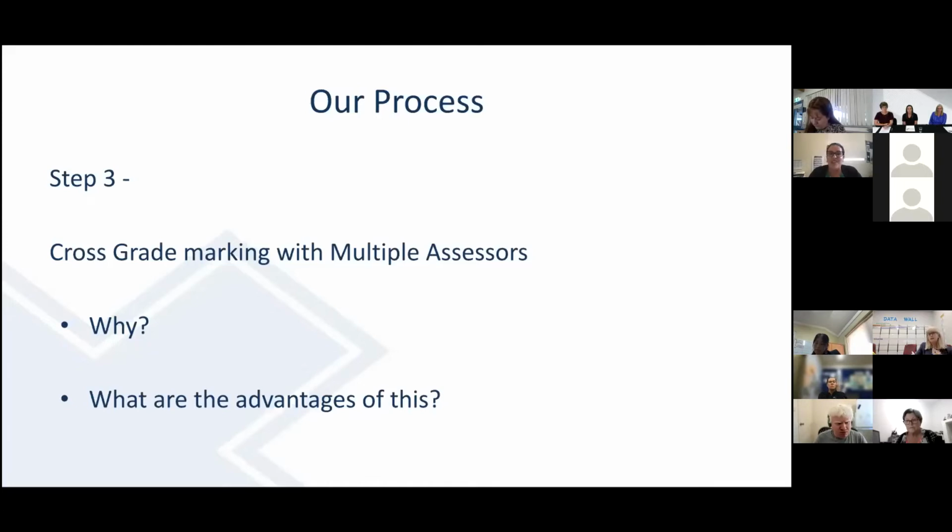Now, when we started cross-grade marking, we also found some really nice hidden advantages that we didn't realise otherwise. When we were cross-grade marking, with multiple assessors, you'd end up with 5 or 6 samples from each different class. It gave our teachers a really good spread, or understanding, I guess, of levels or focus areas, strengths across the entire grade.